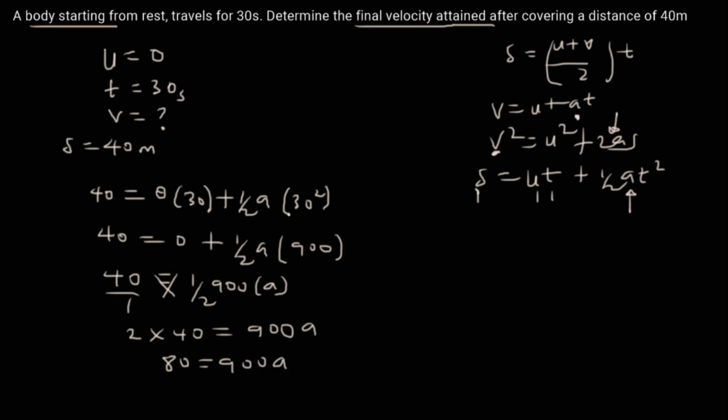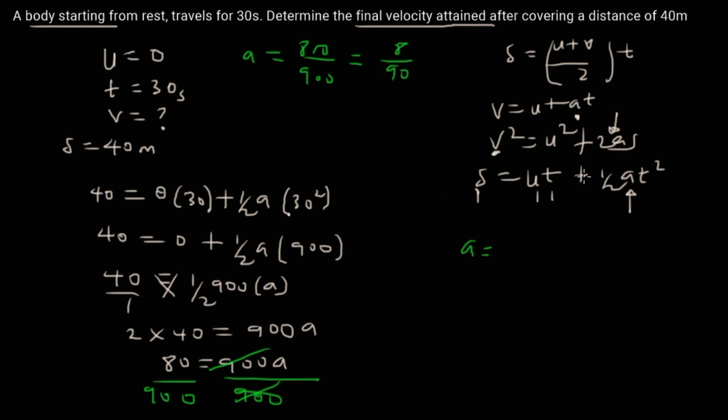If I divide both sides by 900, so that 900 cancels out in this place, it will be equal to 80 upon 900, which is the same thing as 8 over 90.